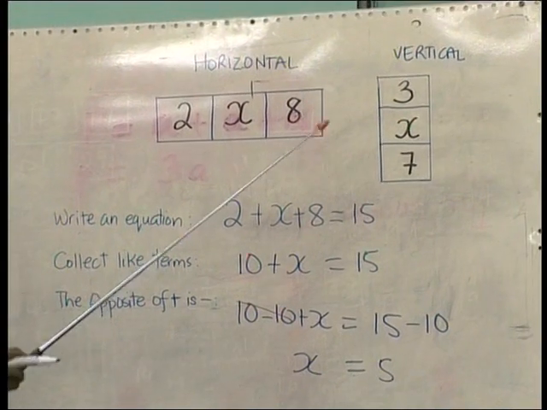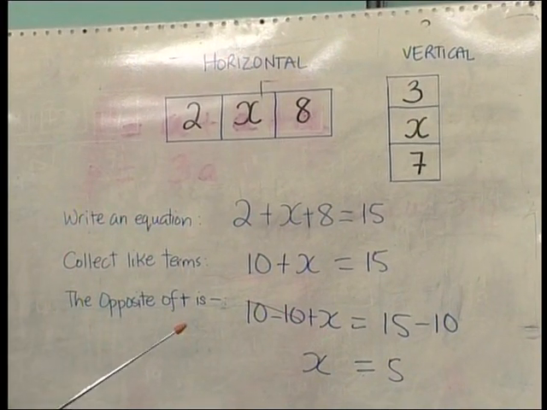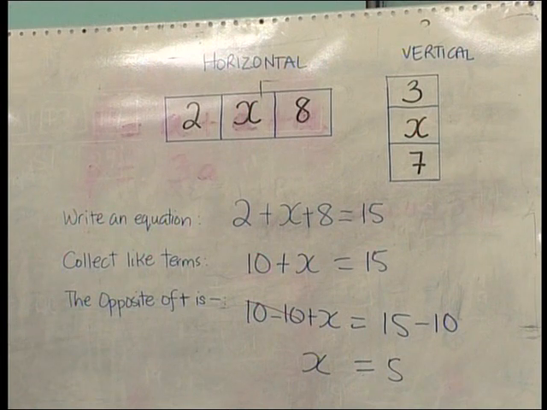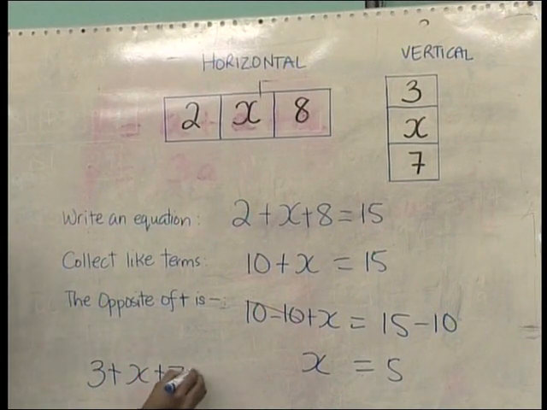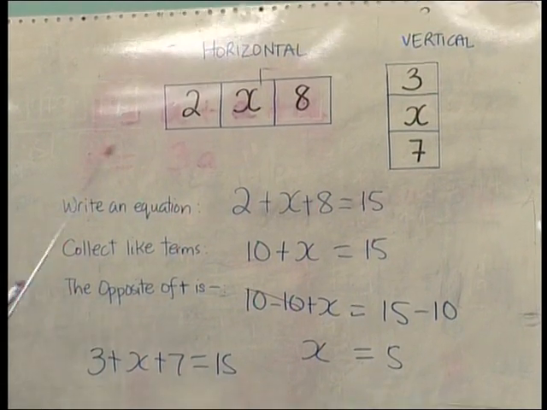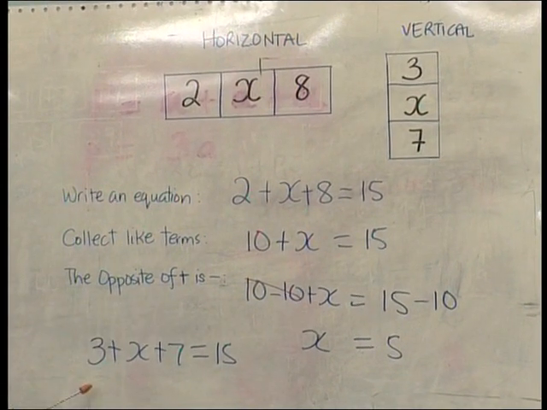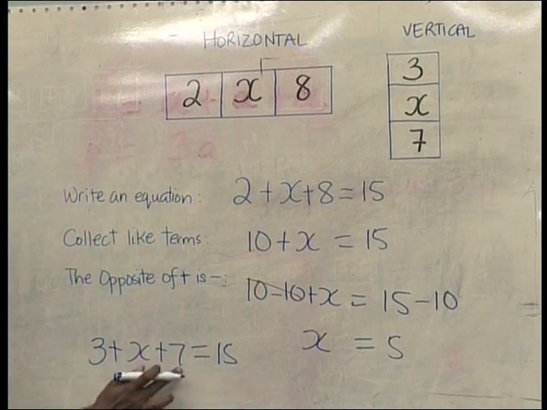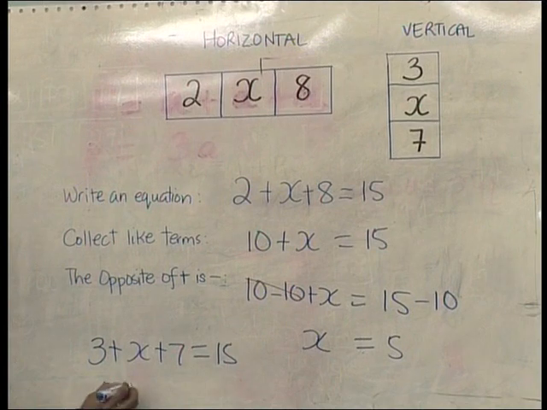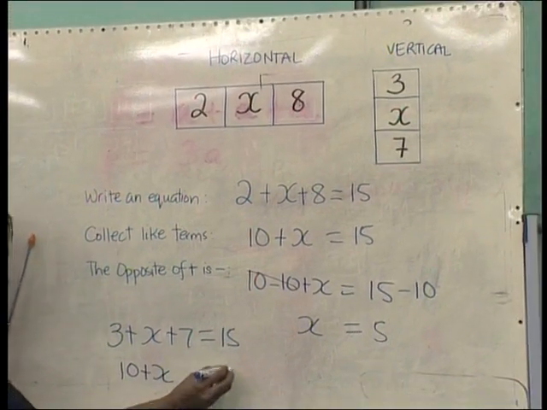Okay, same with the vertical line. We do the same. 3 plus X plus 7 is equal to 15. Remember now we are going vertical. So what do we do next, receiving students? You collect the like terms, so you add 3 and 7, which is 10, plus X is equal to 15.